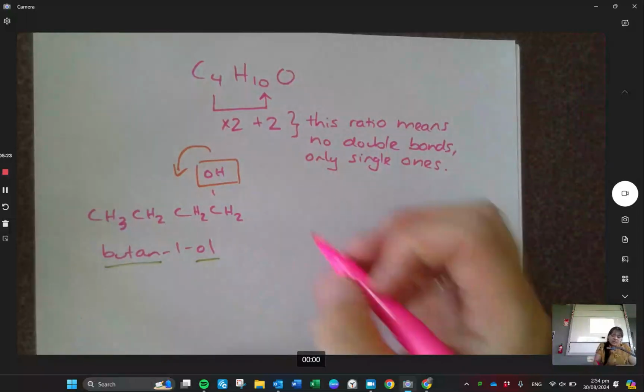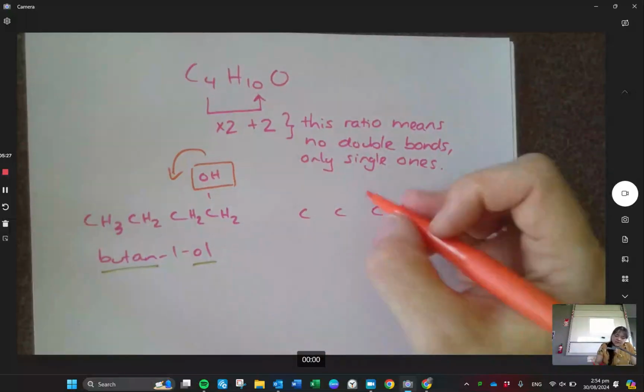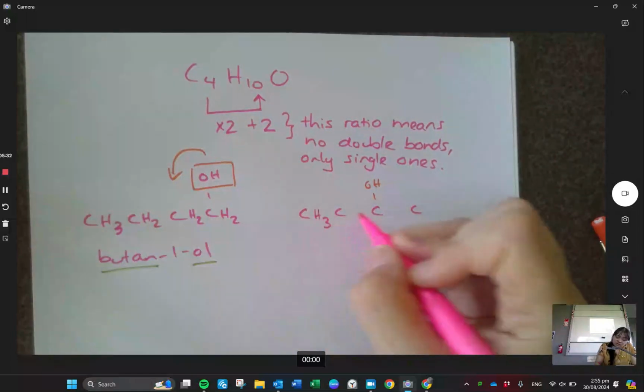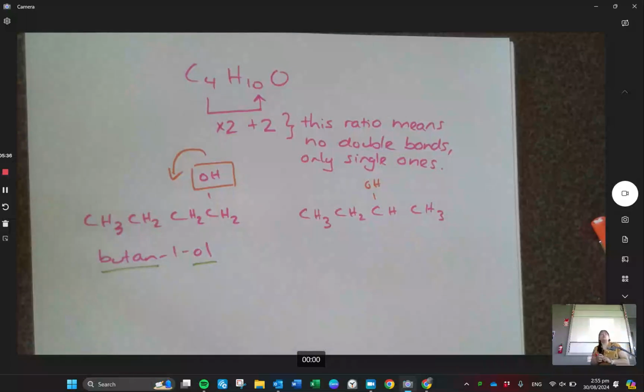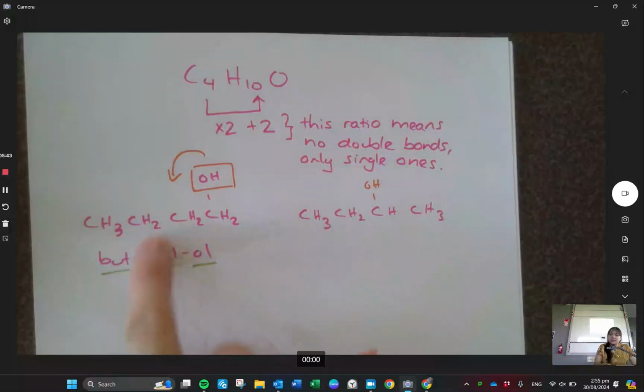So in that case, it would be 1, 2, 3, 4. Alcohol is now on carbon number 2. You have to name them for this question. If you're doing any isomer question, I would suggest naming it because it's a really good way to make sure you don't accidentally make 2 of the same things. So now this has basically changed this number from a 1 to a 2.